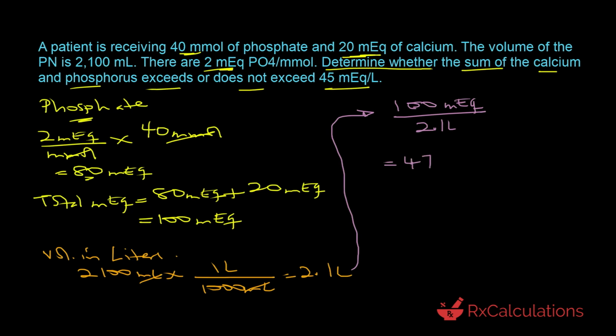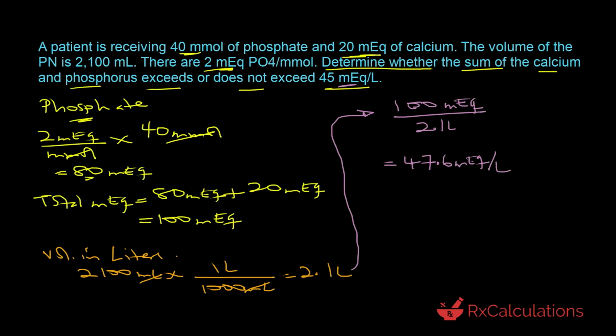So 47.6 MEQ, and you simply compare it to 45. Is it more or is it less? It exceeds it, right? So if it exceeds it, what's likely going to happen? You're going to have precipitation. Yes, you're going to have precipitation. It's going to precipitate out.